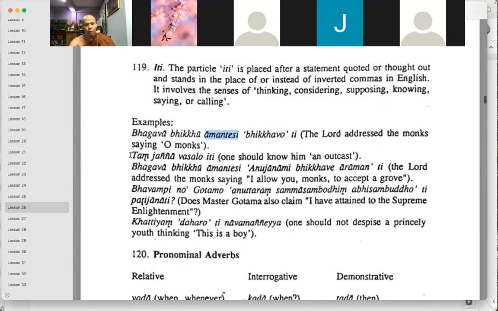And then the next verb, here: janna vasalo ti. Janna is from janati. So one should know him as an outcast. Vasalo, after that the iti. Janna is an optative verb, the same as janiya. So one should know him as an outcast. Here is the quotation: one should know him an outcast. That is the usage of the iti in this lesson.